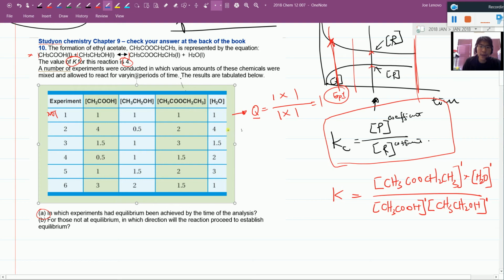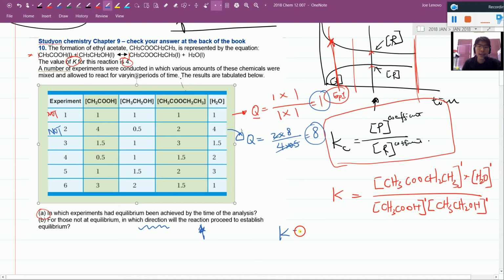How about the second one? If you look at the second one, at this particular stage it is 2 times 8, the product, divided by 4 times 0.5. 4 times 0.5 cancel each other, so it equals 8, and 8 again is 4. So definitely that is not at equilibrium. But one thing that we want to find out for the second one is in which direction the reaction is going to move to establish equilibrium. Whether 1 and 8 tell you particular information.